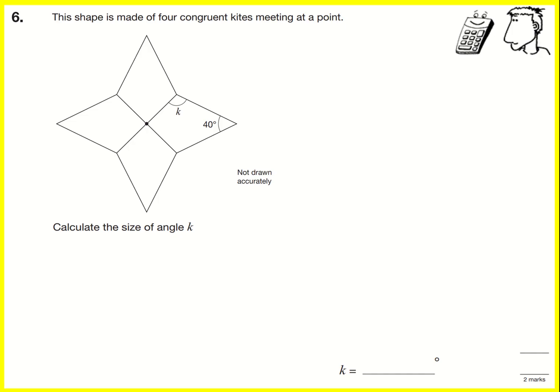We're being asked to find k here, and we're told that they are congruent kites. So basically, the angles are going to be, this is also going to be 40 degrees, for example. That's not going to be particularly useful.